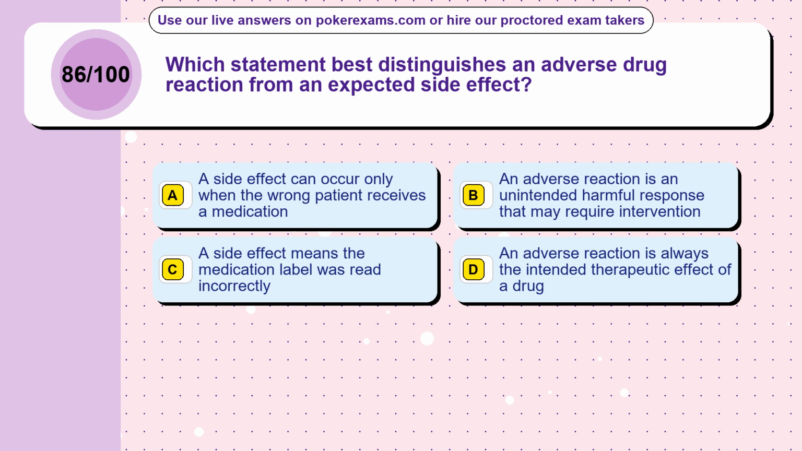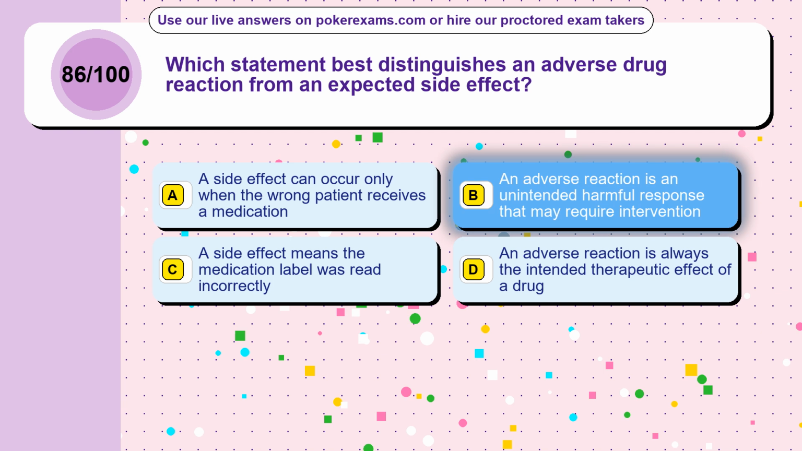Question 86. Which statement best distinguishes an adverse drug reaction from an expected side effect? Option A. A side effect can occur only when the wrong patient receives a medication. Option B. An adverse reaction is an unintended harmful response that may require intervention. Option C. A side effect means the medication label was read incorrectly. Option D. An adverse reaction is always the intended therapeutic effect of a drug.